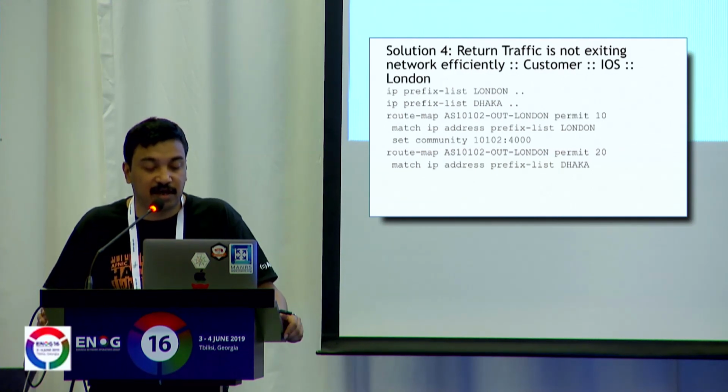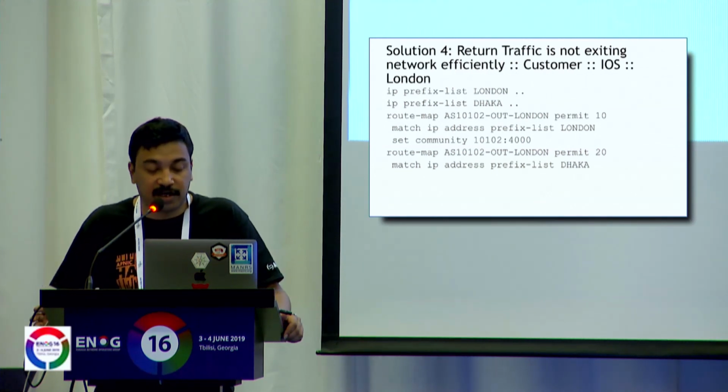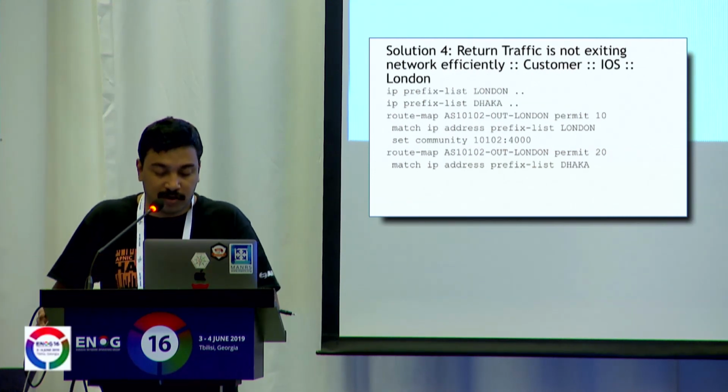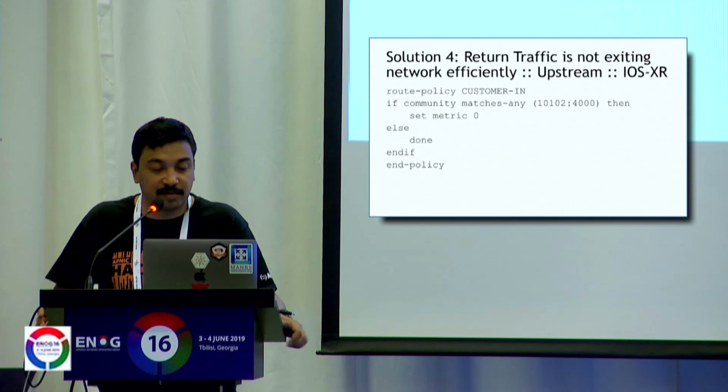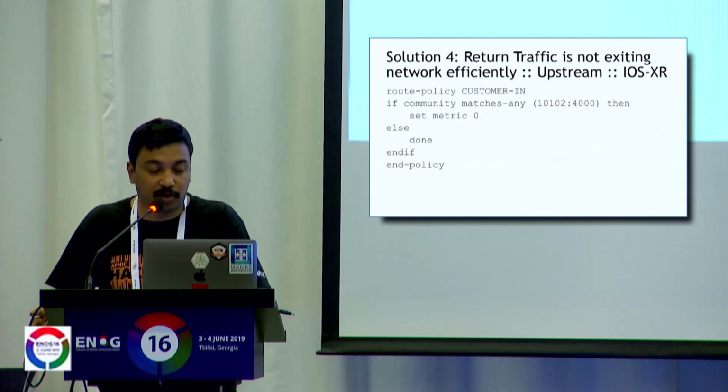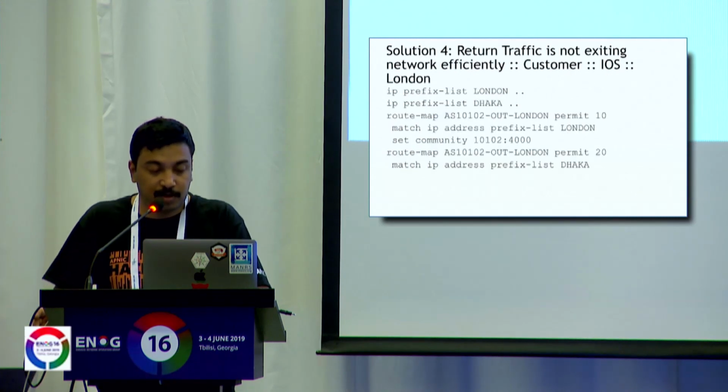So in that case, the metric value is not changed, so those are not actually hampered by that. So what happens in this same case is that we are just taking a simple BGP community of 10102:4000, so we have the same thing in London and Dhaka.